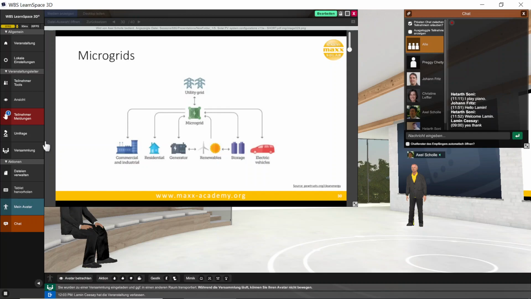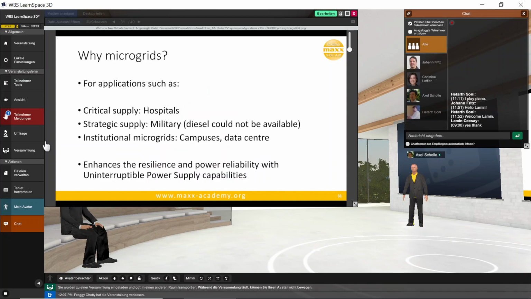Then you've got institutional microgrids, campuses, data centers. It enhances the resilience and the power reliability with uninterruptible power supply capability. So it's really smart, something that we are seeing in the developed world quite a bit, and I think we'll see more of this in Europe. And I will see this getting into Africa as well, in particular where grid stability is an issue. So I think in some countries where grid stability is an issue, I actually see we're on our own.